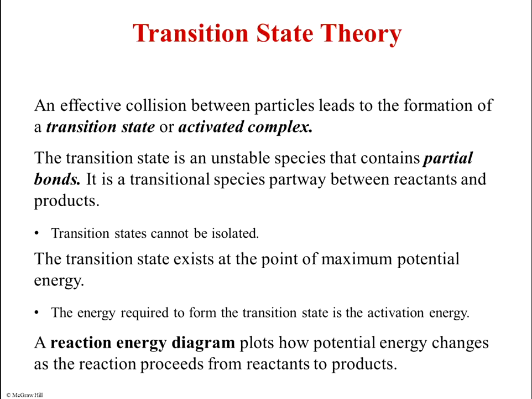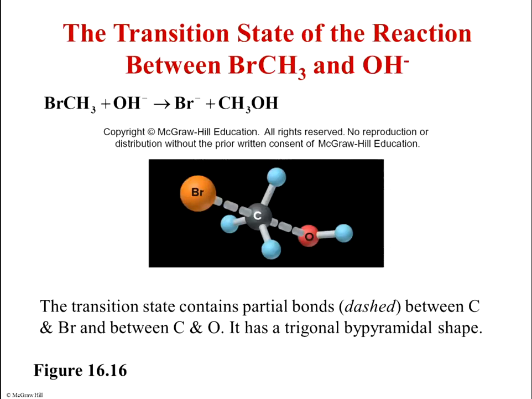So next we're going to look at a reaction energy diagram which plots out the potential energy change as we move from reactants through transition state onto products. So we're going to look first at the reaction of bromomethane, BrCH3, with the hydroxide ion, OH-. OH- collides with bromomethane to produce bromide plus methanol. The transition state contains partial bonds, which are shown here.